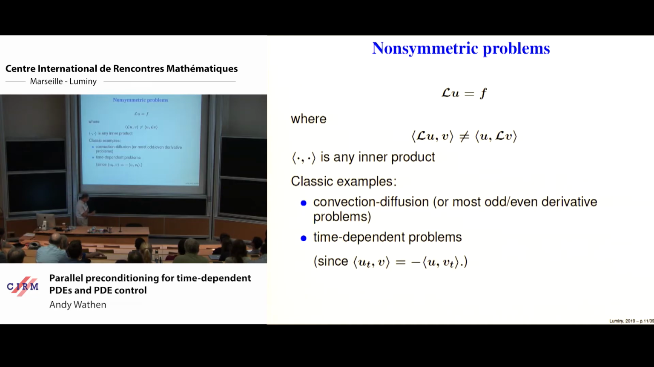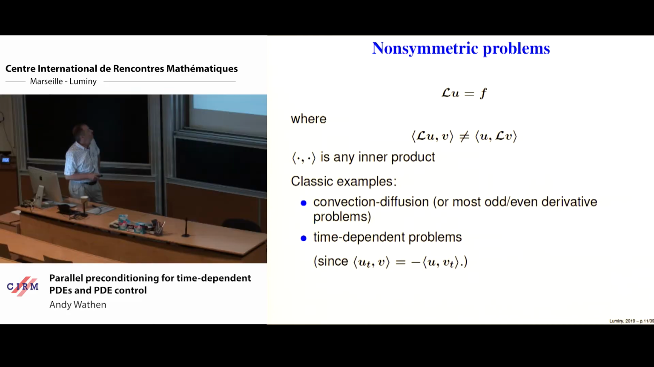I've tried to write it in a language which, if you're a PDE person, you don't get so worried about all these matrices appearing everywhere. You can think of L as an operator, a differential operator, whatever you wish. Non-self-adjoint problem, right? I'm thinking of solving problems Lu equals f, where Lu with v, whatever inner product you choose, is not u with Lv. So L is not the adjoint of L, whatever inner product you use.